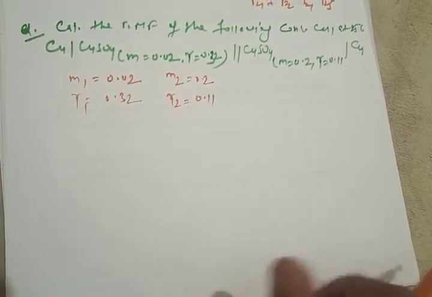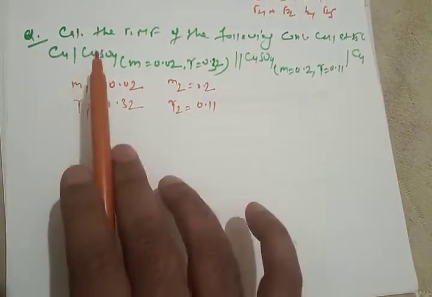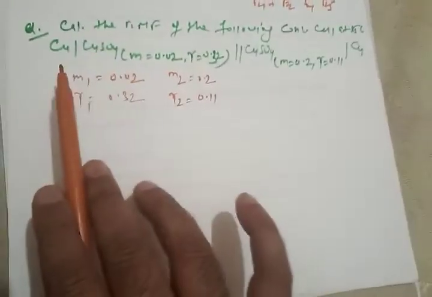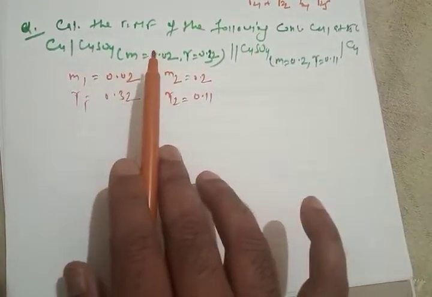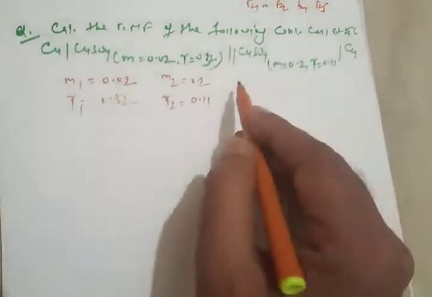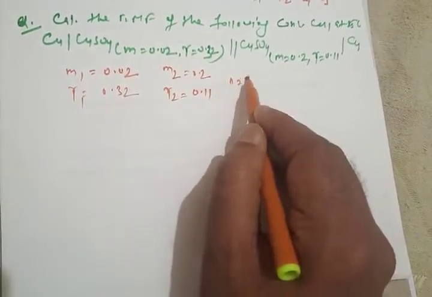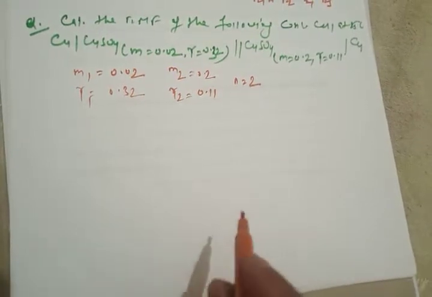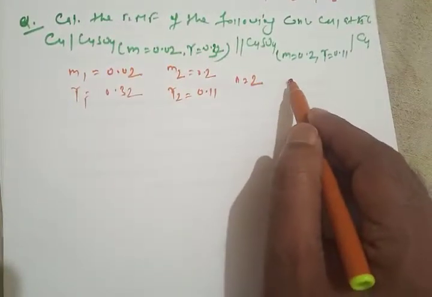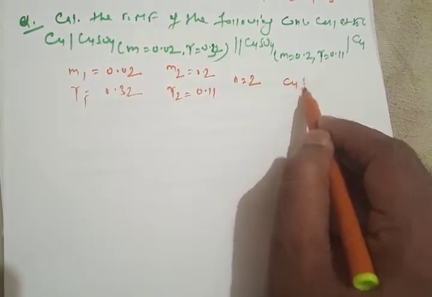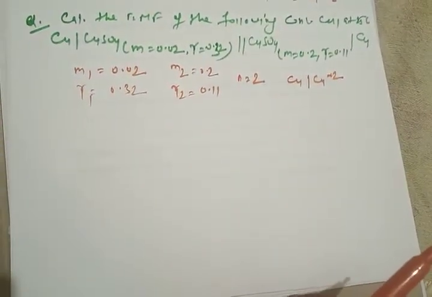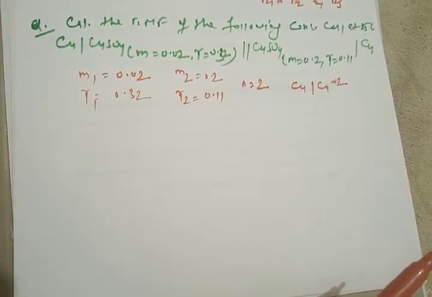Okay, and as you can see we have copper to copper sulfate and copper sulfate to copper. So what is the value of n here? n is 2. If you go for the cell reaction, the value is n, because simply it is the reaction of copper to copper plus 2. Okay, now let's talk about the EMF.